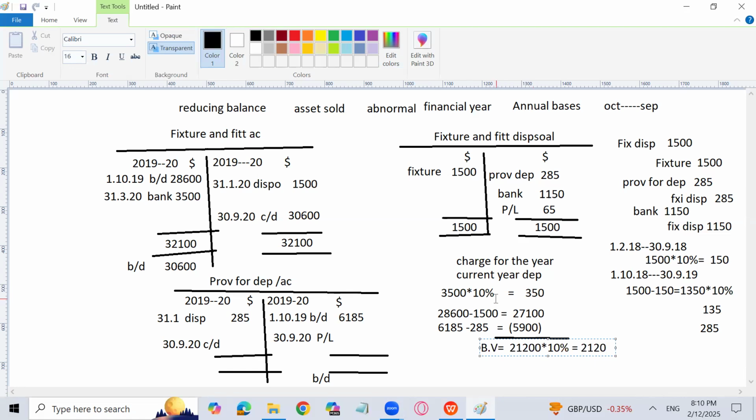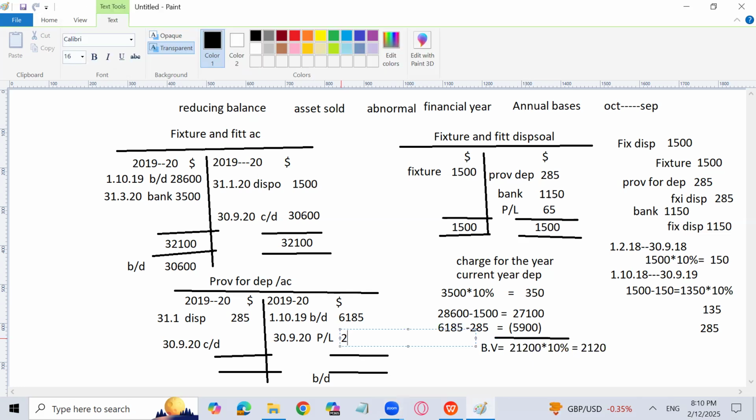Because current year depreciation means all those assets which are still in use in the current year. We need to charge depreciation. We need to calculate depreciation on all those assets. 350 plus 2,120. It will become 2470 is the total depreciation.